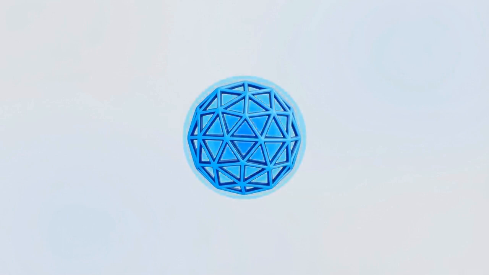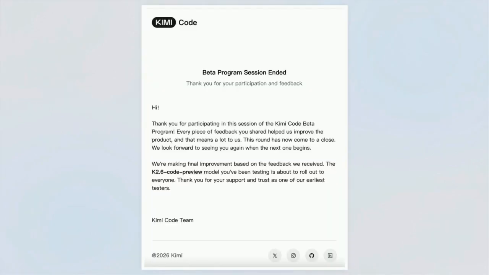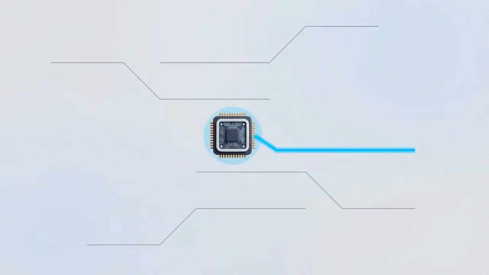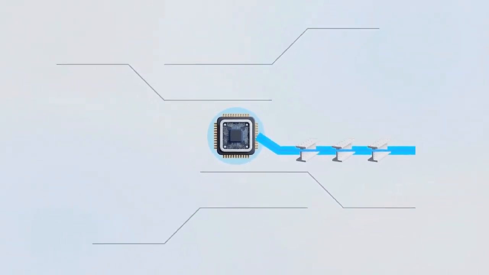The development team harvests the collective intuition of those human testers, baking it directly into the AI's foundational logic to permanently train the system. This structured database of user intuition drives a period of intense, behind-the-scenes engineering. The Kimi Code document confirms this process directly, stating, "We're making final improvement based on the feedback we received." During these final improvements, engineers surgically excise the flawed pathways exposed by the beta testers, while simultaneously reinforcing the logic models that performed successfully under pressure.